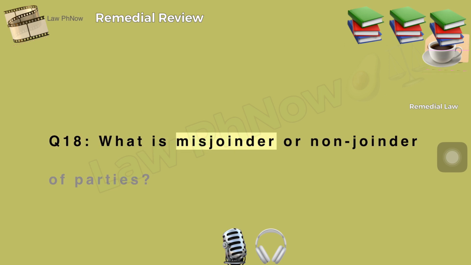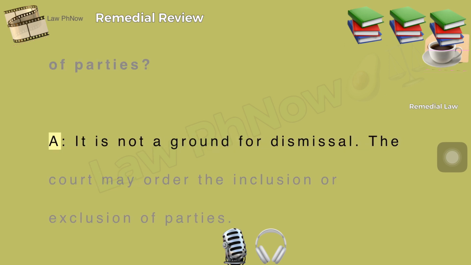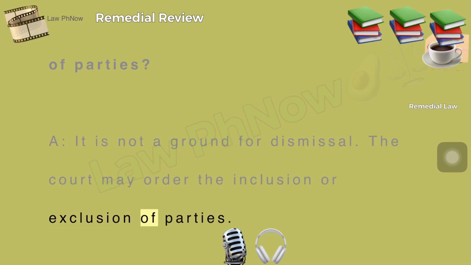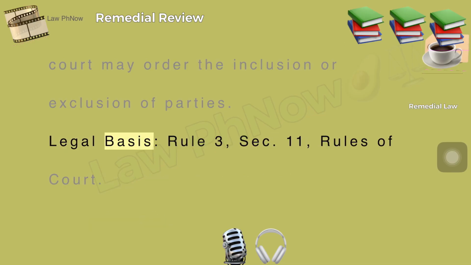Q18. What is misjoinder or non-joinder of parties? A. It is not a ground for dismissal. The court may order the inclusion or exclusion of parties. Legal basis. Rule 3, Section 11, Rules of Court.